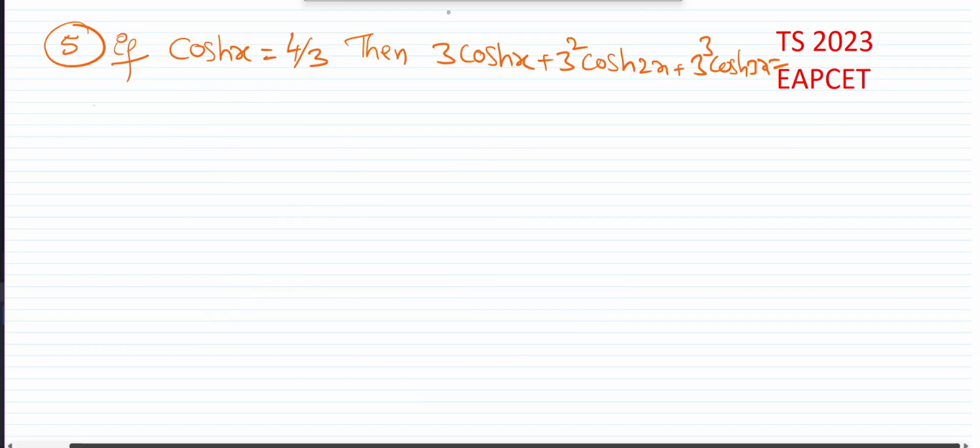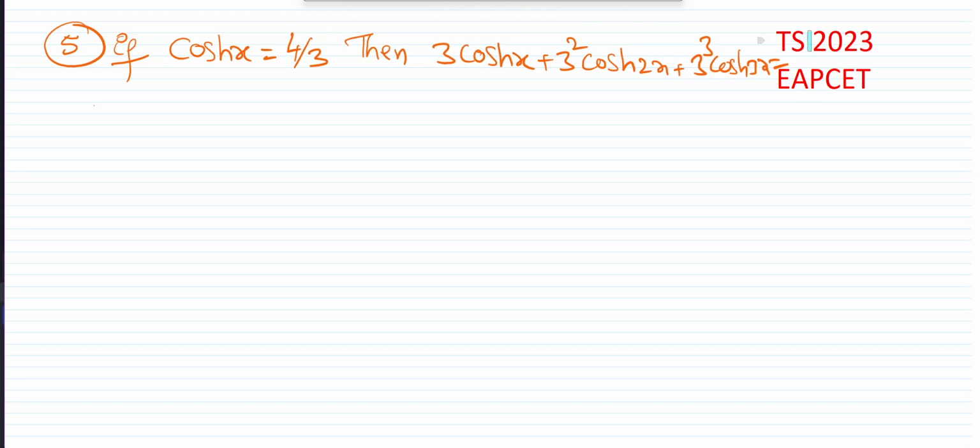This is the fifth question from hyperbolic functions, TIPS&TRICKS 23 question. Here it is given that cosh x is equal to 4 by 3. Then 3 cosh x plus 3 square into cosh 2x plus 3 cube into cosh 3x is equal to dash. Cosh x value is given.